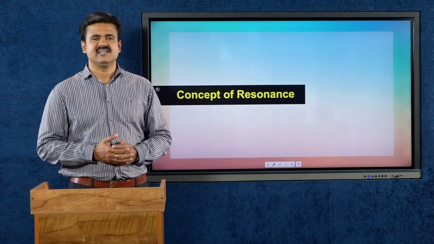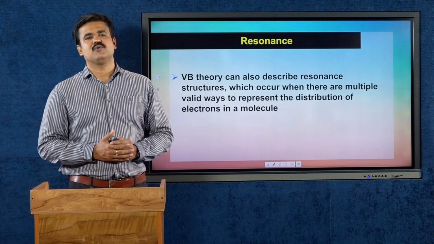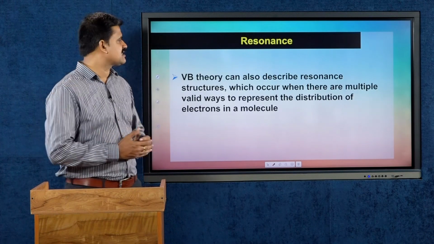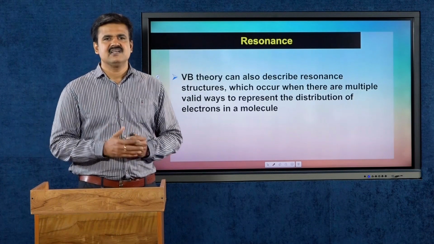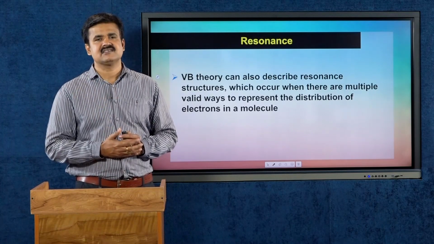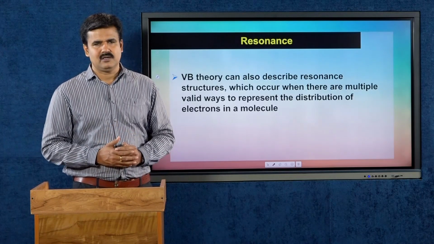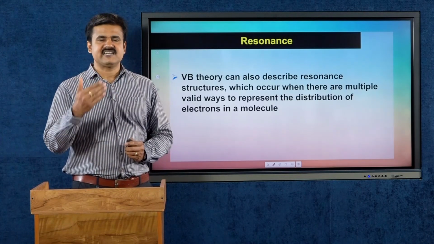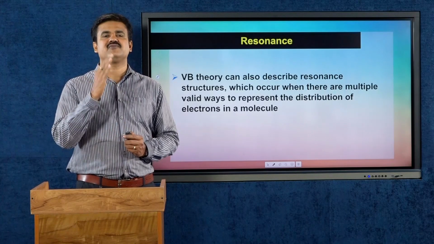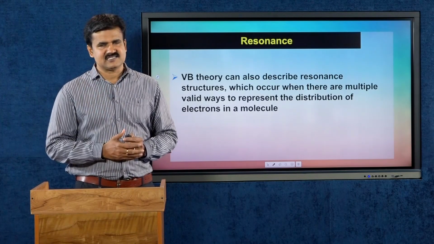Now we are discussing the concept of resonance. This is the last part of the present module. Valence bond theory can also describe resonance structures, which occur when there are multiple valid ways to represent the distribution of electrons in a molecule. Before entering into the detailed aspects of this, we first have to define resonance. What do you mean by the term resonance?